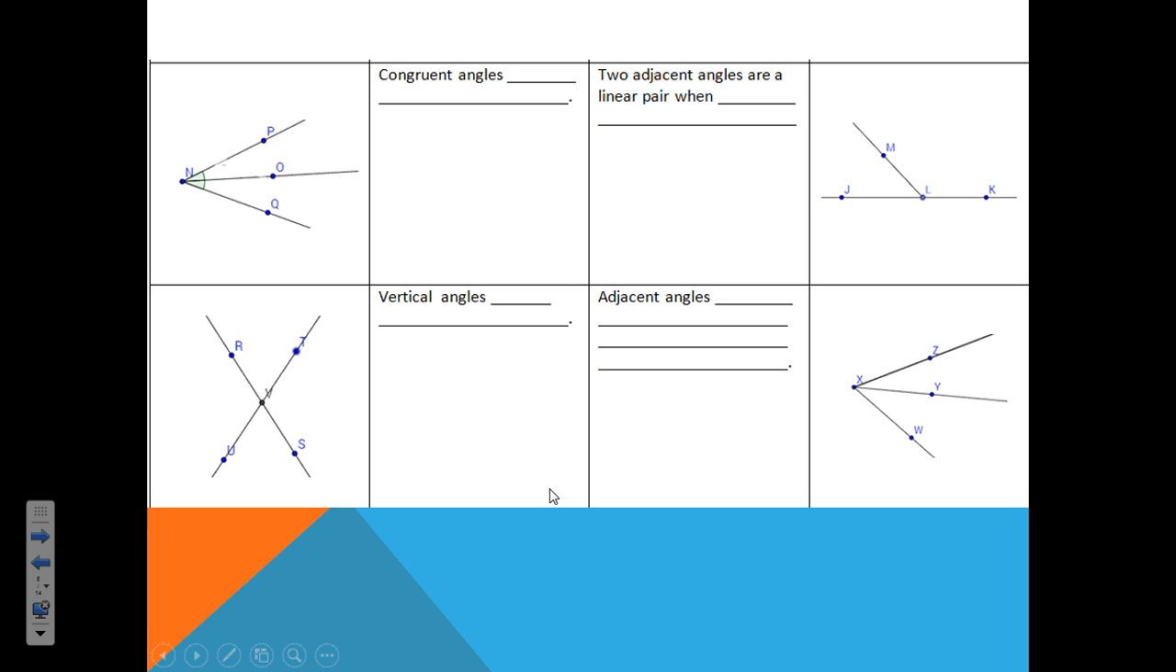So it may not be a bad thing to put an arrow here and just say the arcs mean that they're congruent. That way you're aware of that symbol.